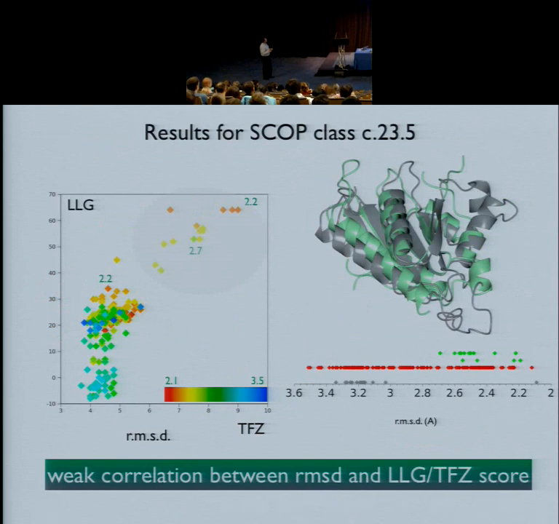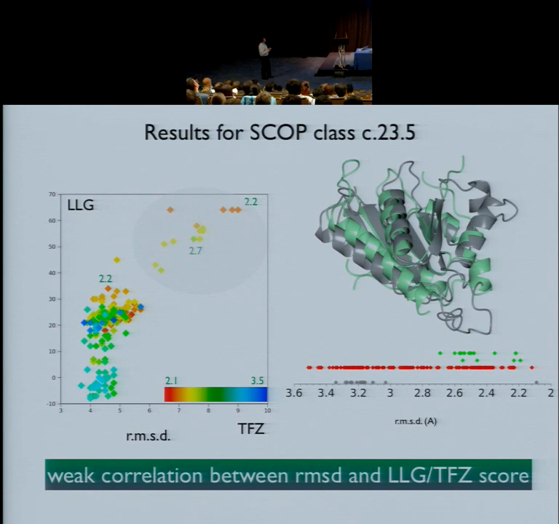Interestingly, in this case, I mentioned this one has a lower sequence identity, and the RMSD range is basically between 2 and 3.5. You can see from this plot, again LLG versus TFZ, that the things which had the lowest RMSD actually failed in the search, maybe due to overlaps or some other problems, but the things which were just immediately behind it, at about 2.2, really do get the highest scores.